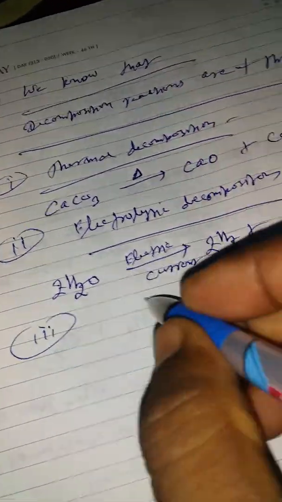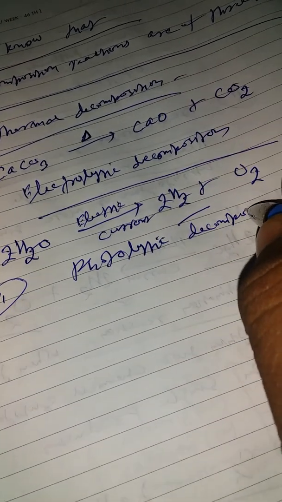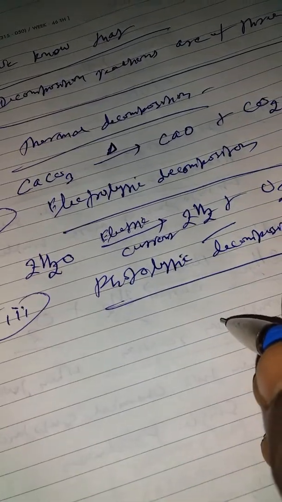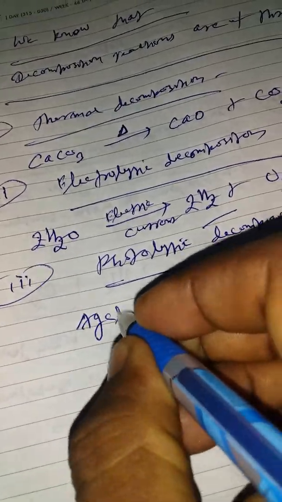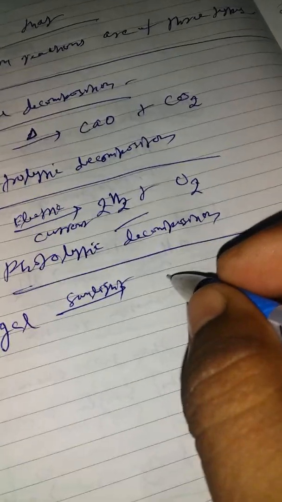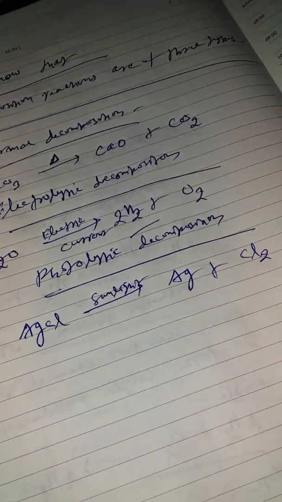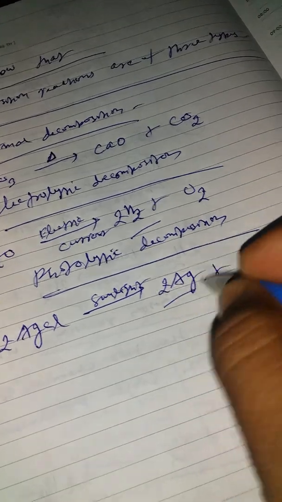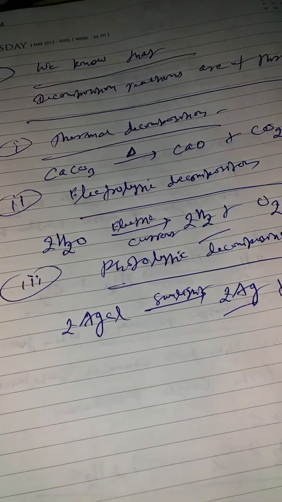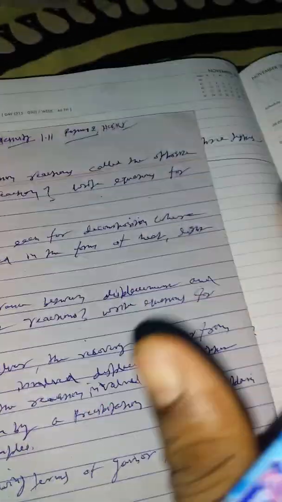And third one, photolytic decomposition reaction, which is carried out in the presence of sunlight. Here example, silver chloride in the presence of sunlight decomposes into Ag plus Cl2. For balancing, 2AgCl gives 2Ag plus Cl2. So this question is completed because we have to write one equation for decomposition where energy is supplied in the form of heat, light or electricity.